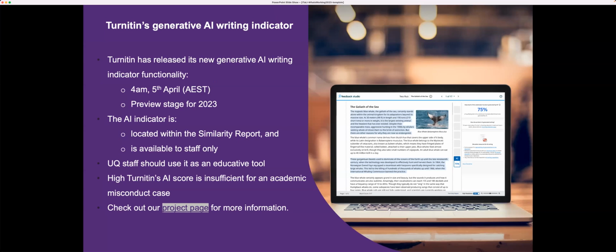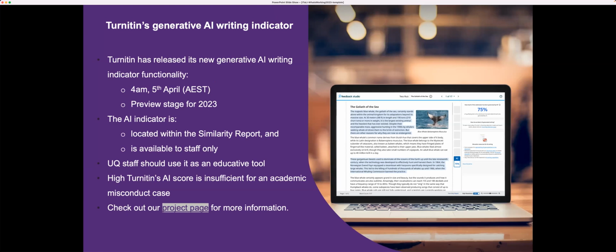Thank you. So Turnitin about 10 days ago announced that it's releasing a new generative AI writing detection indicator. It's going to be released on the 5th of April at 4 AM Australia time. It's in the preview stage for 2023.